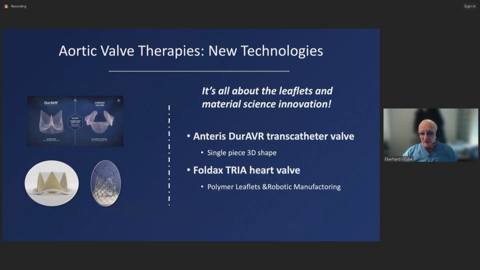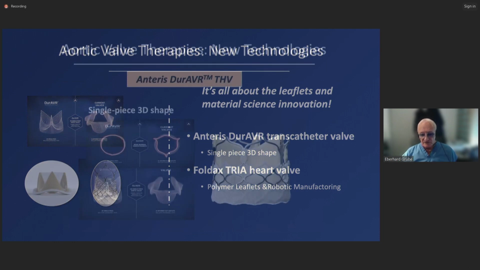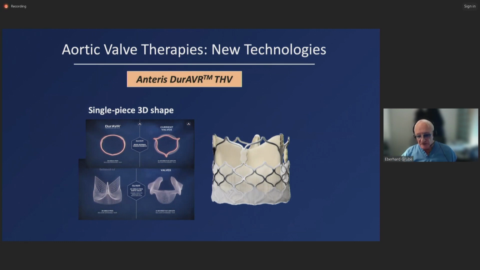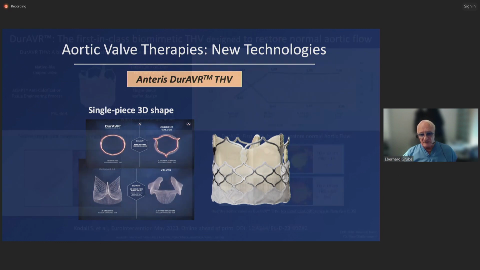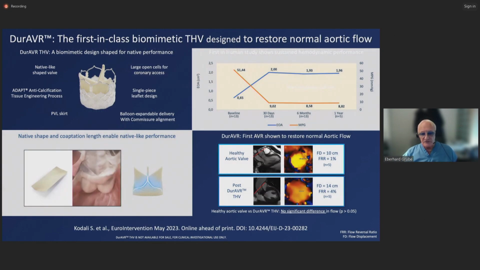So, new technologies dealing with leaflets and material innovations: the anteris DurAVR THV. Sushil has published recent data on it, a very interesting technology. Here is the summary of the data, and I will try to start the animation.